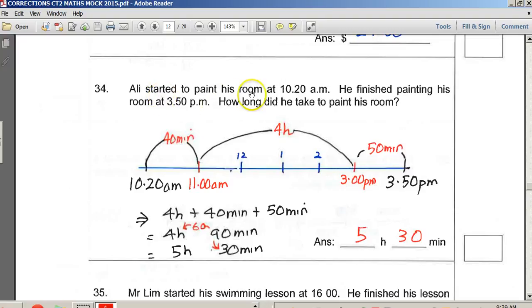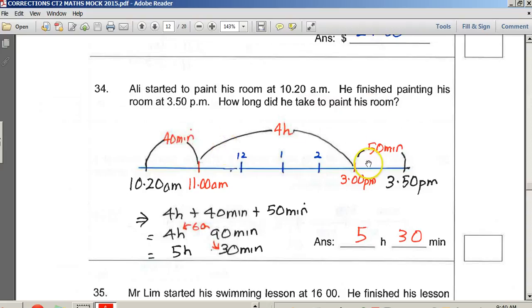Ali started to paint his room at 10:20. Look here, started here and finished painting in the afternoon. It means it passes the 12th hour, the noon, and it ended here. So this is given and this is given. Starting time, ending time, find the duration. How long did he take to paint his room?